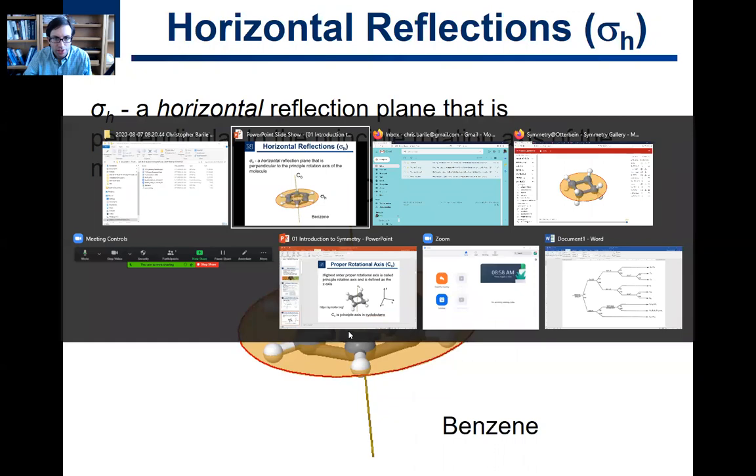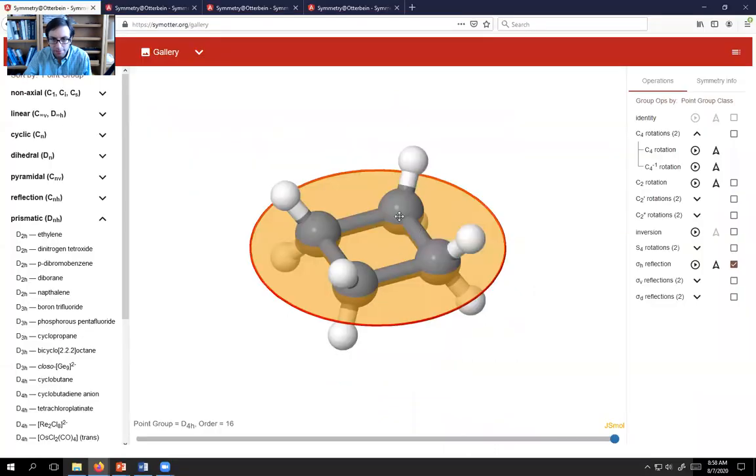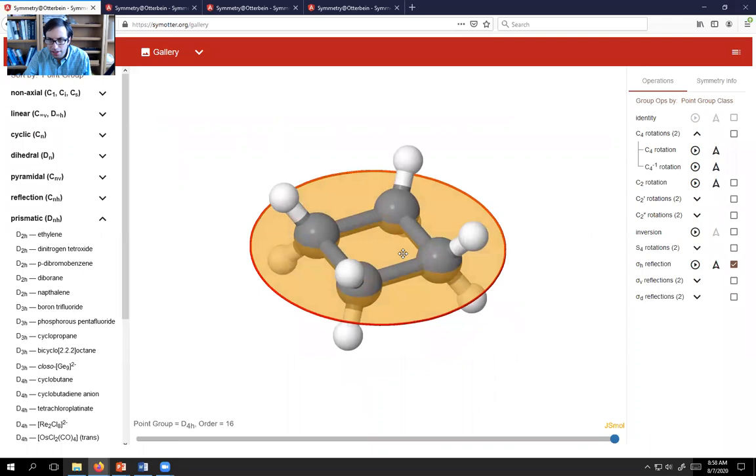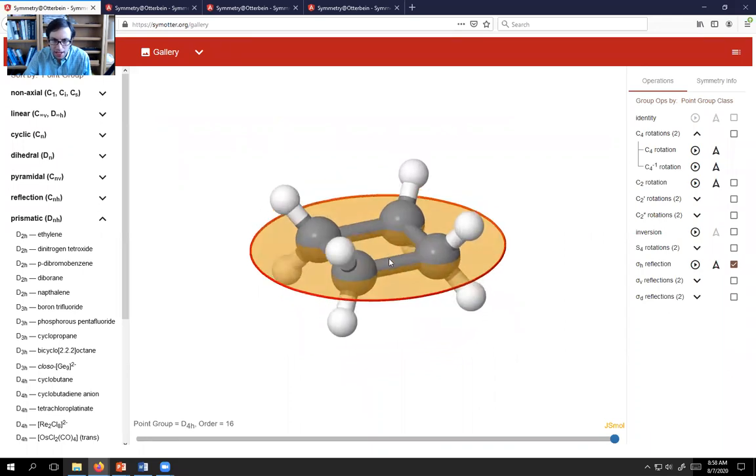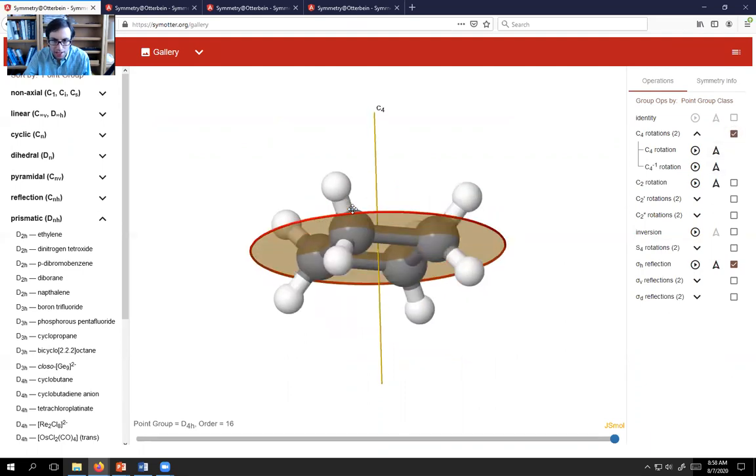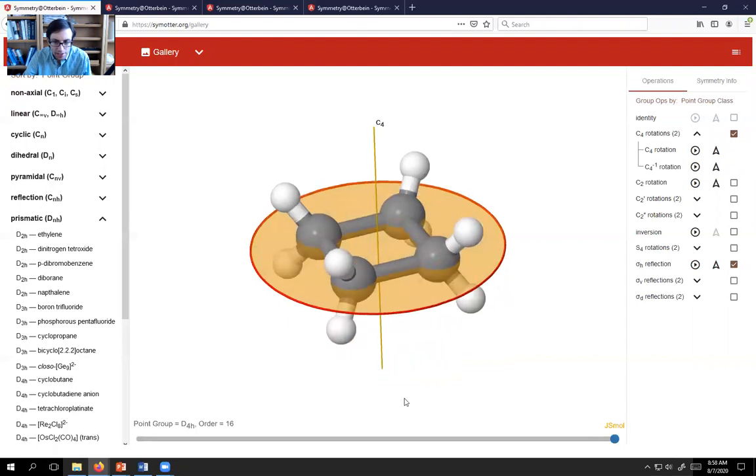Just to visualize a mirror plane, here is cyclobutane, and you can see the side view. Your C4 is your principal rotation axis, going there, and you can see that the plane is perpendicular to it. Then we can play the animation. You can see the hydrogens are moving and switching locations from top to bottom and bottom to top, and the carbons are staying still because they're in the plane.